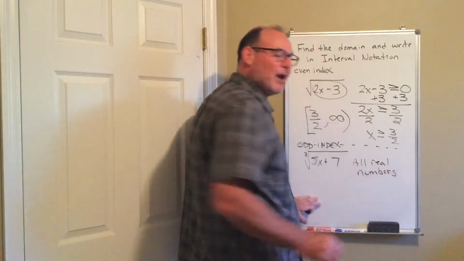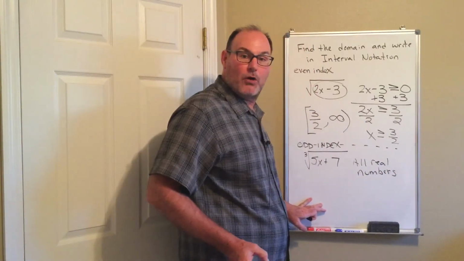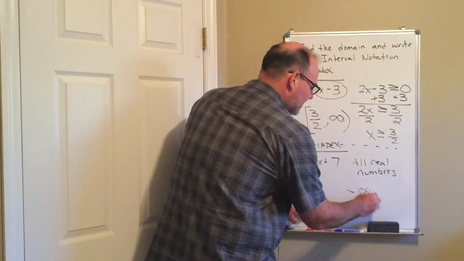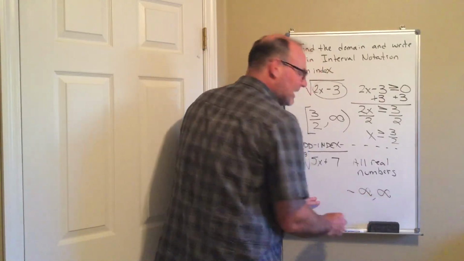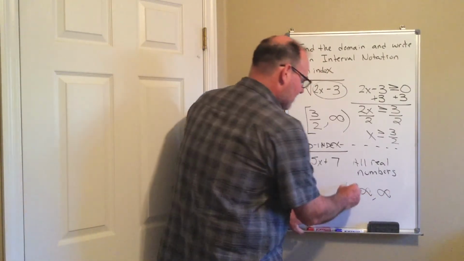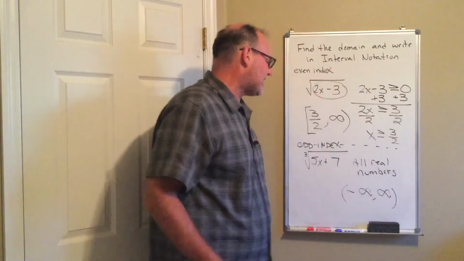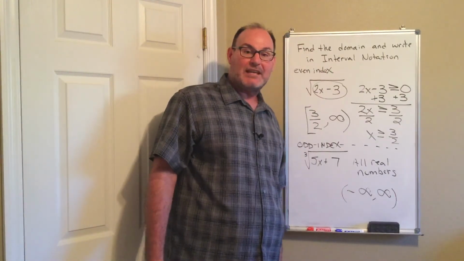And the way that we write that in fancy math lingo, all real numbers, is negative infinity all the way to positive infinity. It's the whole number line. And I'm going to put a parenthesis on both ends of that, and that is the domain of an odd indexed radical.